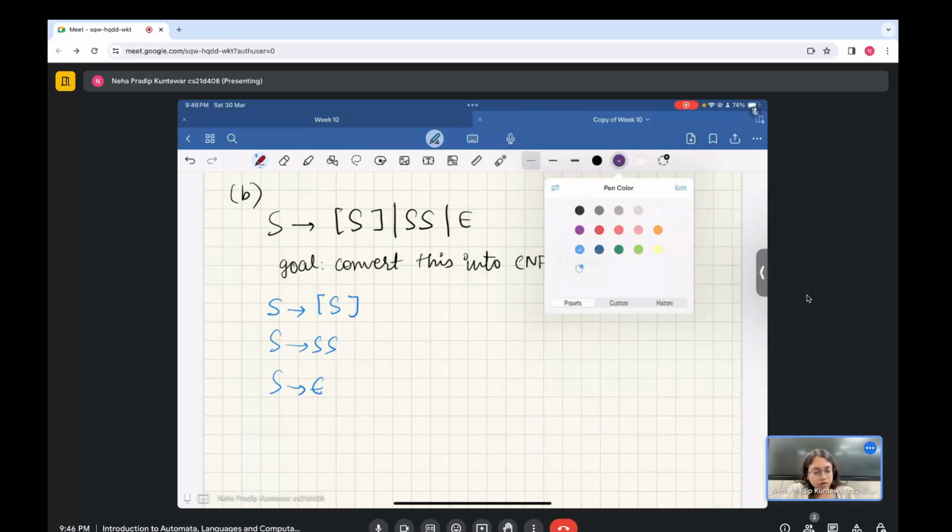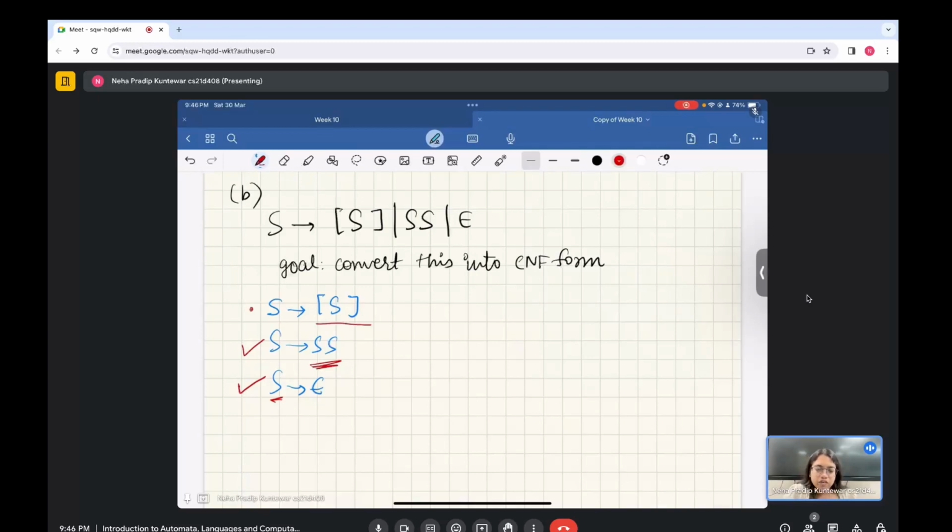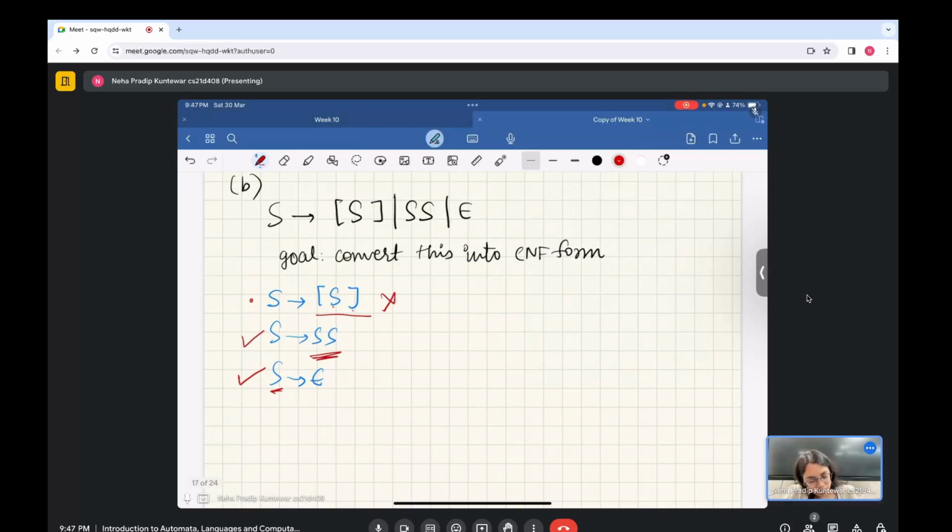So here you have S gives epsilon. This is already in the CNF form because S is the start symbol and you're allowed to have epsilon transitions. Then S gives SS. This is also in the CNF form because it is a product of two non-terminals. Then we look at this. This is a terminal, then a non-terminal, then a terminal. So this is not in CNF form, and we want to change this.